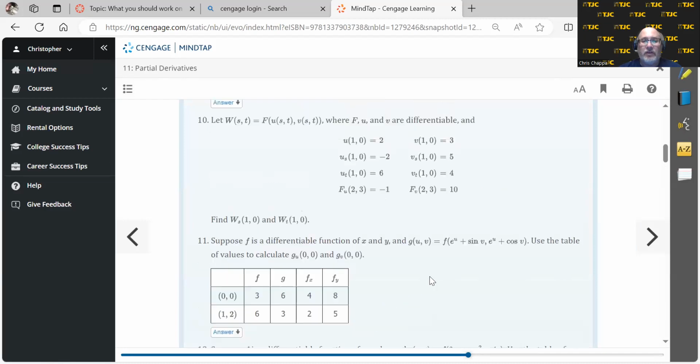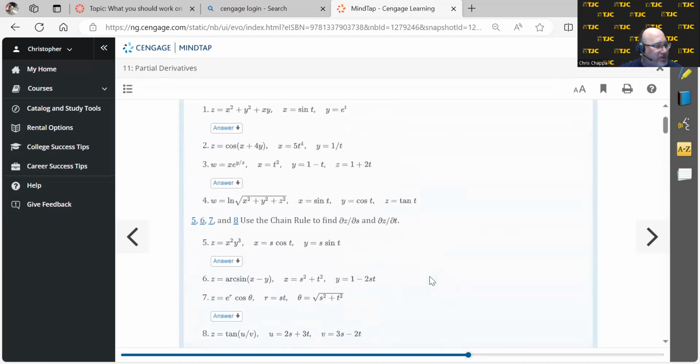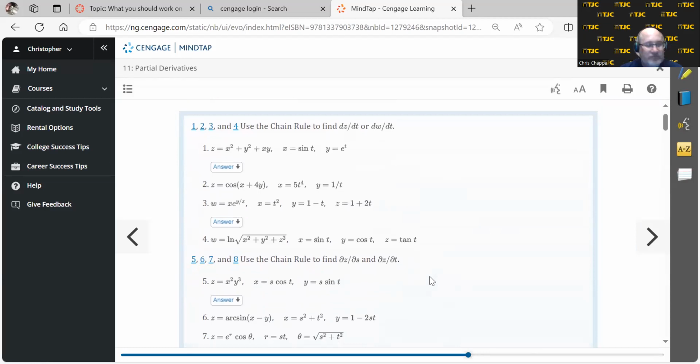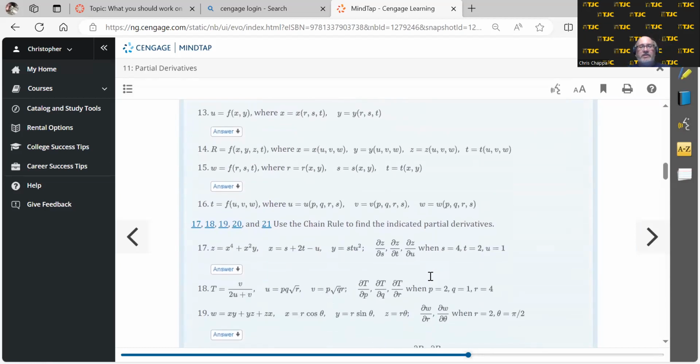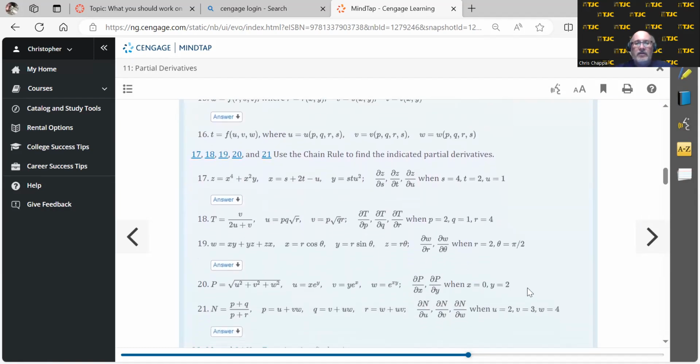Okay. We are looking at number 18. Use the chain rule to find the indicated partial derivatives. We have t equals v over 2u plus v. U is p q squared root of r. V is p squared root of q r. And we're looking for the partial of t with respect to p, q, and r when p equals 2, q equals 1, and r equals 4.